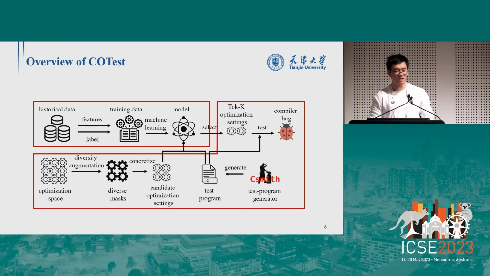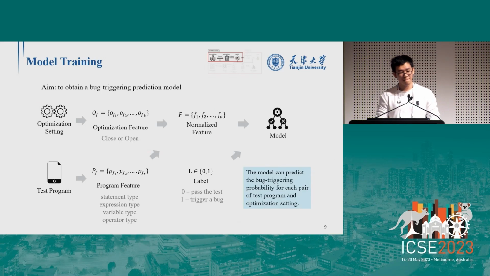Call-test consists of two steps, the model training and the testing, and the model using. The model training aims to obtain a bug triggering prediction model that can predict the bug triggering probability for each pair of the optimization and the test program. We extract, combine, and normalize the optimization feature and the test program feature as the train feature, and we collect the test result on the historical version of bugs as the train label to obtain this prediction model.